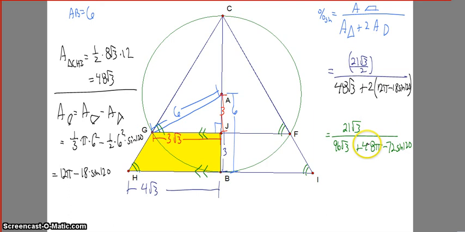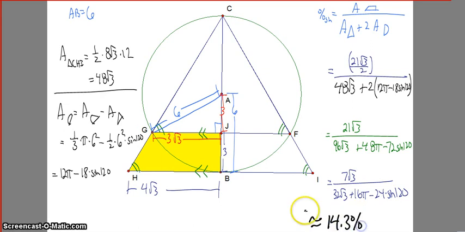At this point I could put this into my calculator, or I could try to simplify it a little bit more if I like. And I notice that all of these coefficients could be divided by 3. So that'd give us a simpler answer of 7 root 3 over 32 root 3 plus 16 pi minus 24 times the sine of 120. And it looks like that's about as simplified as it can get. Plug that into your calculator, and that gives you an approximate answer of 14.3%.